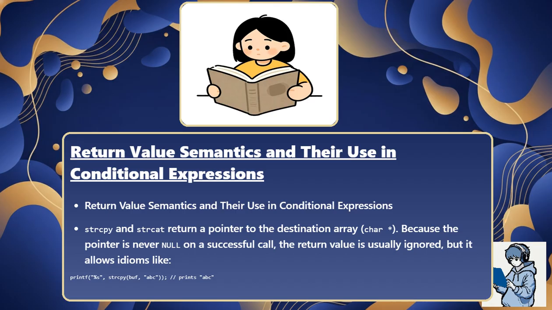Return value semantics and their use in conditional expressions. strcpy and strcat return a pointer to the destination array, char*. Because the pointer is never null on a successful call, the return value is usually ignored. But it allows idioms like printf("%s", strcpy(buff, "abc")), which prints abc.